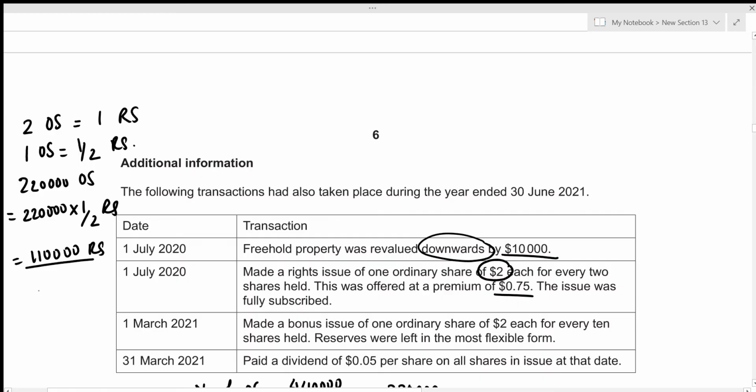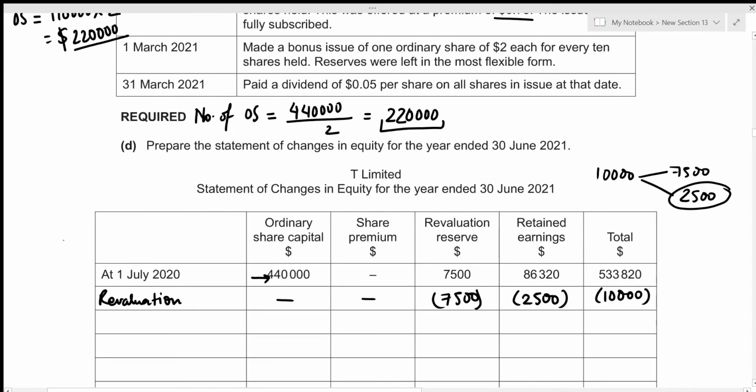Now let's figure out the value of right shares. So the value of right shares that need to be recorded under our ordinary share is going to be 110,000 times the nominal rate. So nominal rate is $2. So we just multiply it with 2, and this gives the value to be 220,000. Now this is the amount to be recorded in the ordinary share capital. Let's write that down. We can write the heading as rights issue.